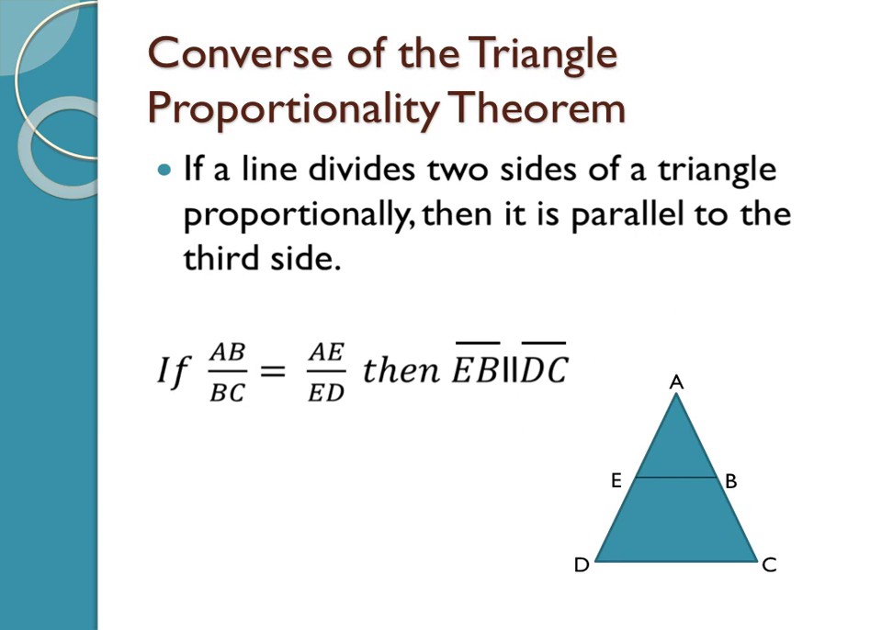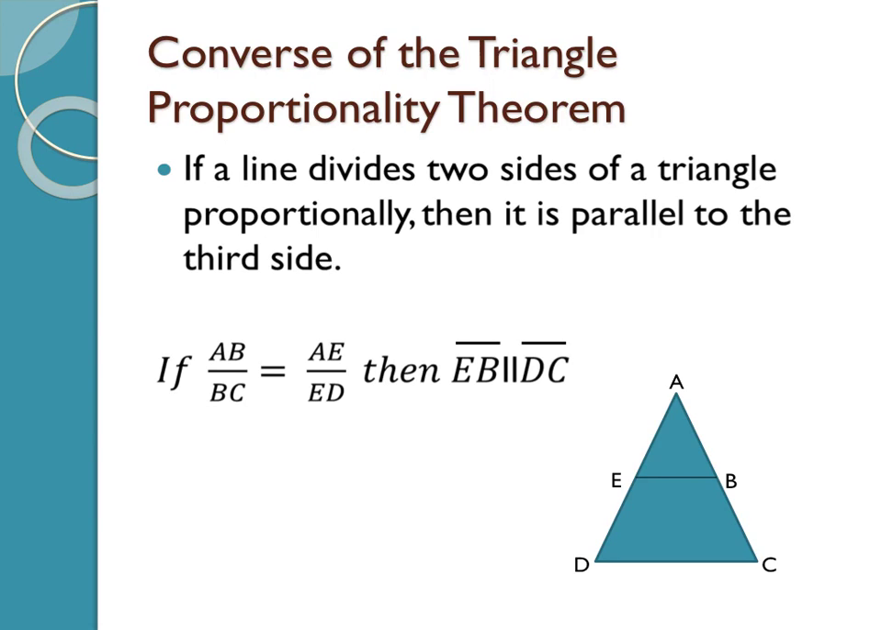Okay, the converse of the triangle proportionality theorem. Converse flips the order, right? This says if a line divides two sides of a triangle proportionally, then it's parallel to the third side. So now we're switching the if and the then. The if is now that the sides are proportional. If that's true, then the lines are parallel.